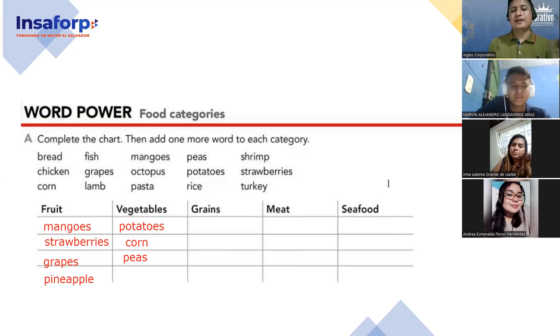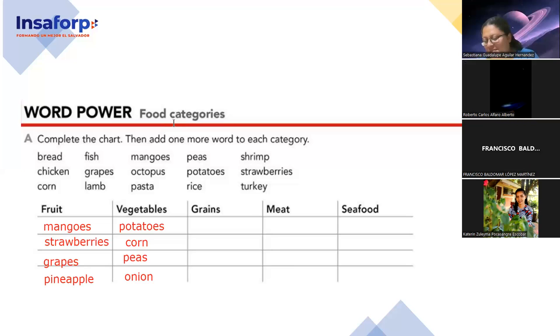Very good, Marvin. Andrea, tell me another vegetable that you know, please. Onion. What is your favorite vegetable, Andrea? Potatoes. Oh, French potatoes, fries. Right. Yes, potatoes. Okay. Papas chucas, that's the way people call them, right? Yes. Yeah, thank you so much. Very good. Okay, we're going to have another one, which is grains.